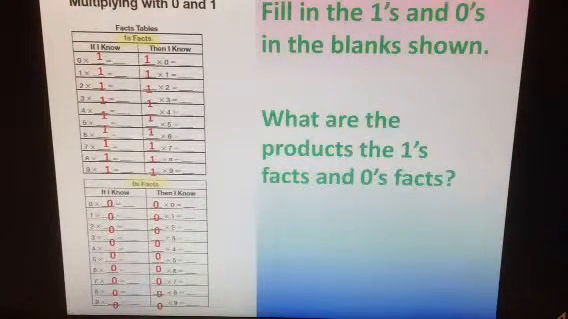So we looked at a fact table like this and we thought about all these numbers times 1 and what they equaled. We realized that any number times 1 is that first number you started with. We also looked down at the zeros and we got kind of bored writing so many zeros. All those zeros down in the column, all those products were also 0.